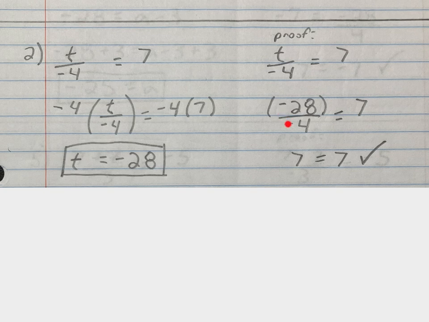Write everything else the same. Divided by negative 4 equals 7. And now, negative divided by negative is positive. 28 divided by 4 is 7. So positive 7 equals positive 7. Check. Okay. One more, number 3.